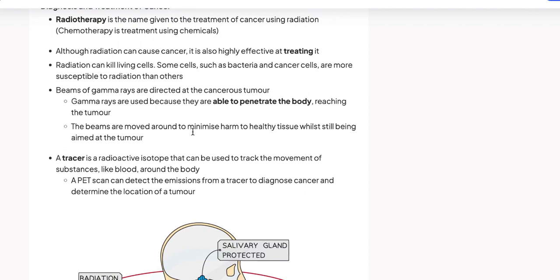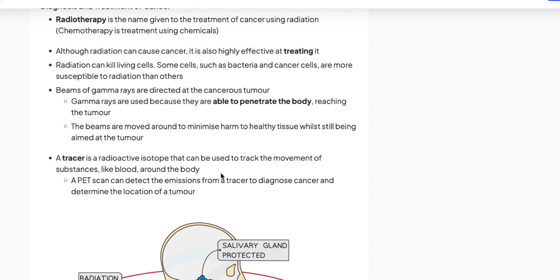So gamma rays are used because they are able to penetrate the body. If you use alpha, alpha can even be stopped by a sheet of paper or by your skin. It will not be able to penetrate your body, so alpha is already out of it. Beta will be absorbed, most of it will be stopped, and many cannot go through your body. So the reason we are using gamma ray is because gamma ray can penetrate your body and get to the cancerous tumor in your body, and kill those cells.